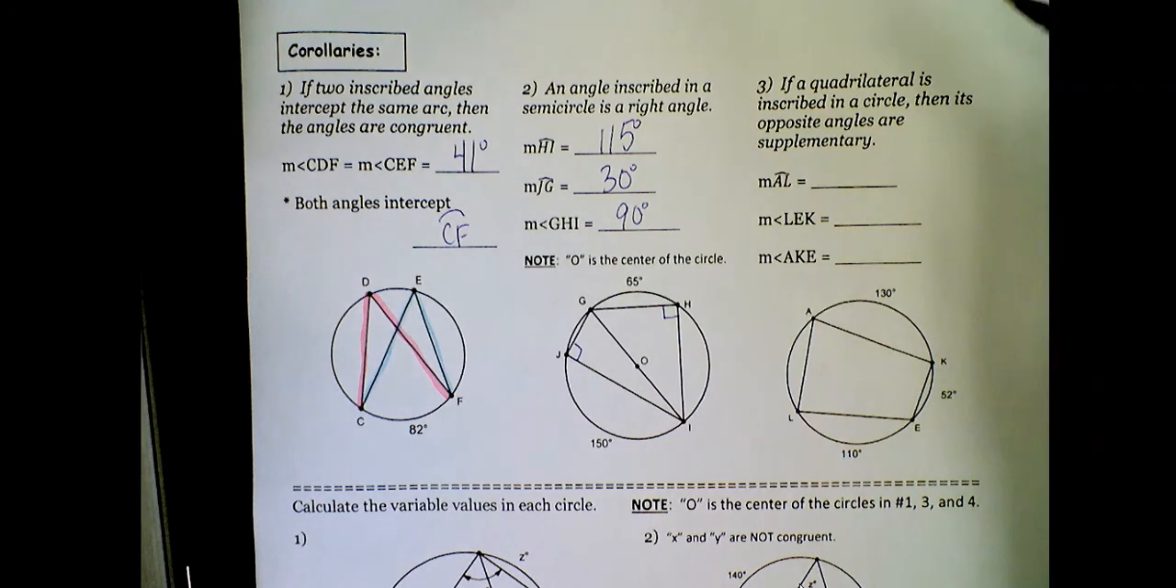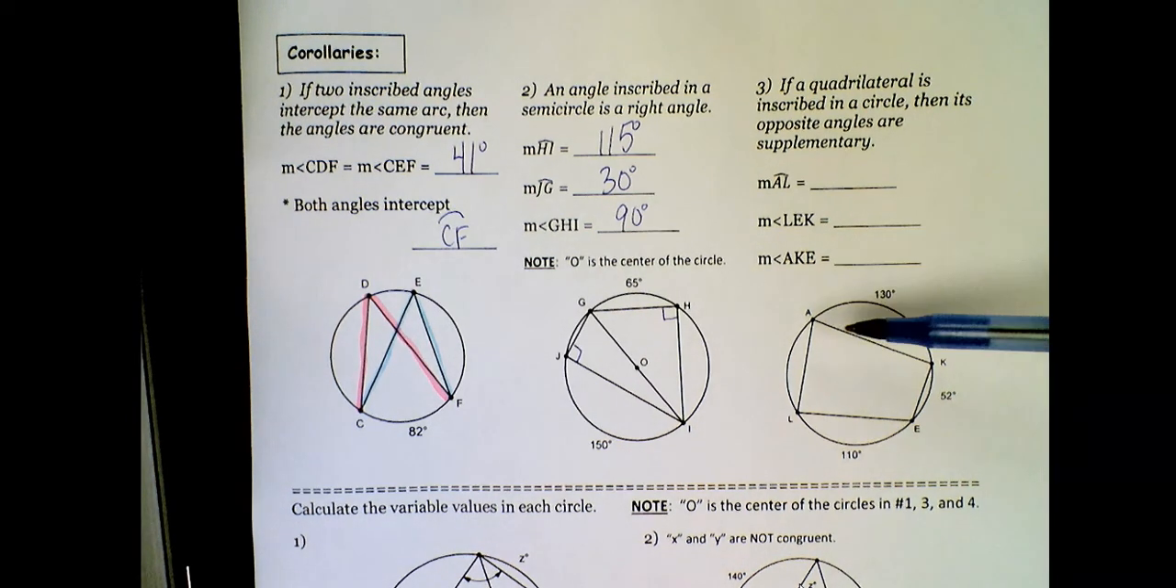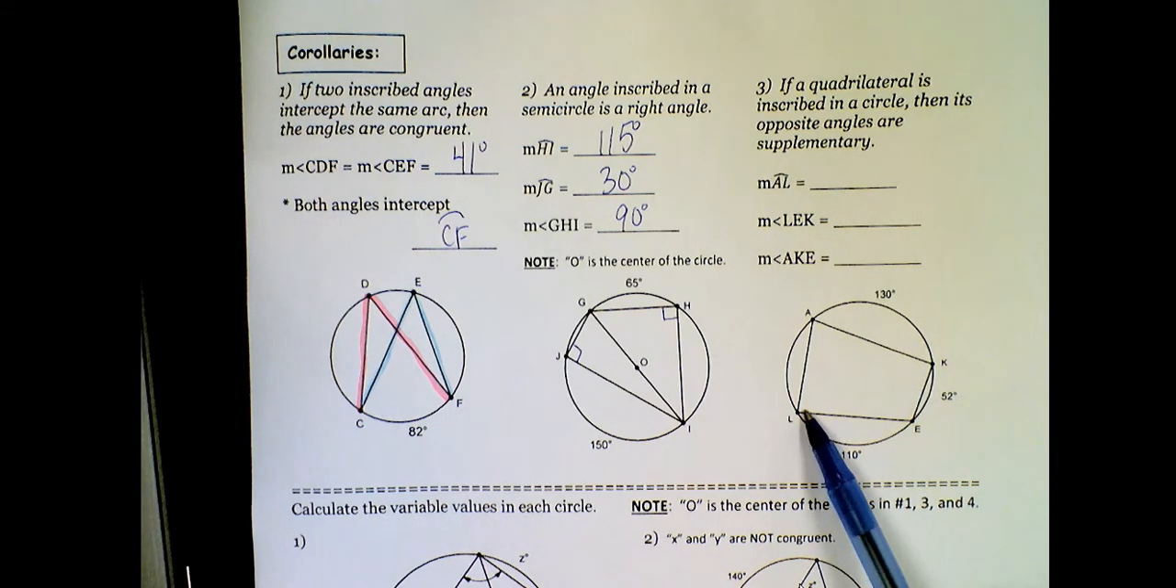And our third corollary, if a quadrilateral is inscribed in a circle, then its opposite angles are supplementary. So that means the angle here at A and the angle here at E have to make 180, as well as the angle here at L and the angle at K have to make 180.